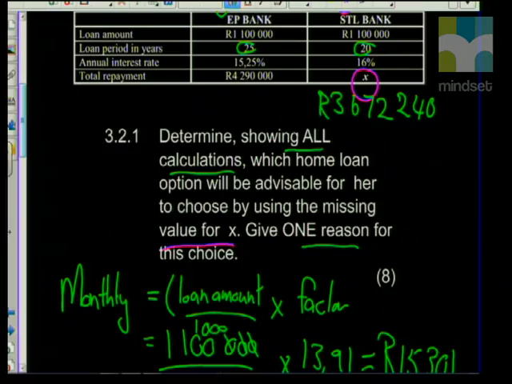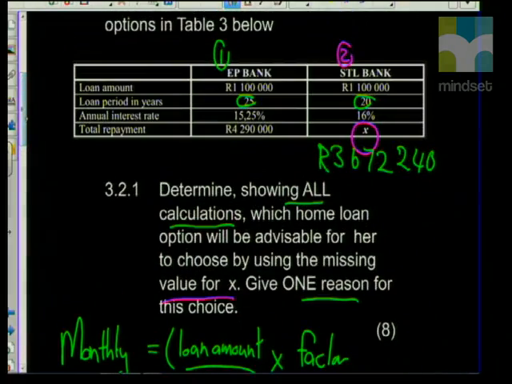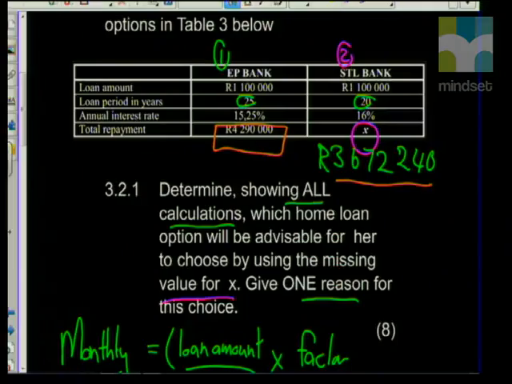One now needs to make some decisions. One has to do some calculations, because we have to give a reason for the choice. What would you advise her? Well, if you just simply look at these two on face value, in this case she's going to be paying up to 4,290,000. In option 2, she's only going to pay 3,672,000. So you could justify it and say, I think she should go for SDL Bank.